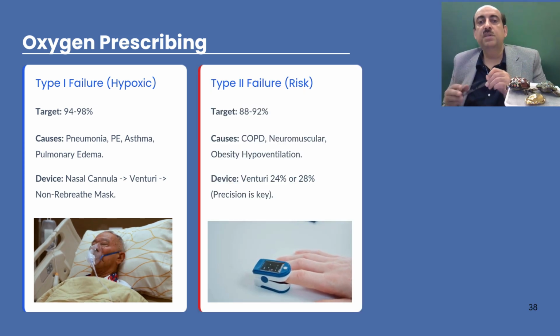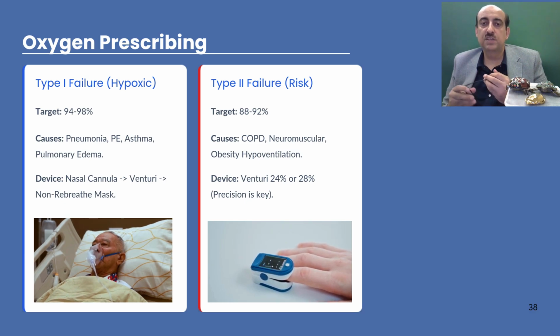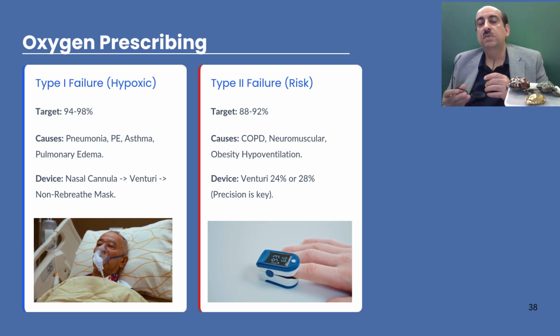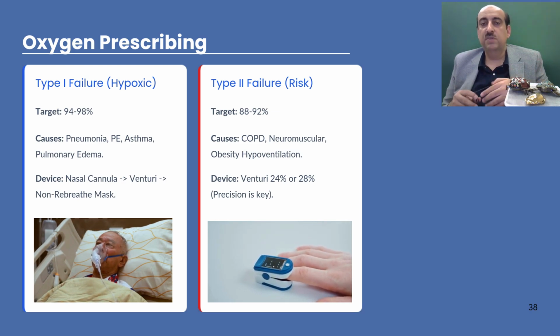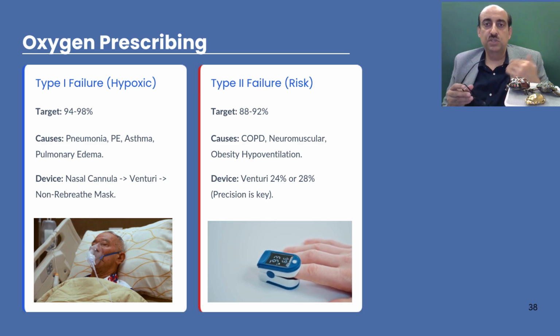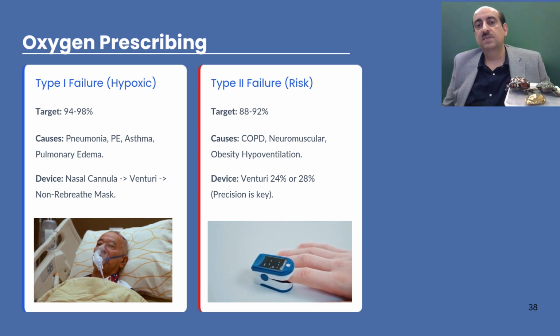Similarly, in type 2 respiratory failure, predominantly due to COPD or neuromuscular conditions or obesity hypoventilation syndrome, as we discussed before, patients are very susceptible to a worsening of the type 2 respiratory failure due to the suppression of the hypoxemic drive. So we need to be very strict with target saturations of 88 to 92%. It's a very tight range. And the ideal way to ensure this will be through a controlled Venturi mask, either 24 or 28%, guided by the arterial blood gases. So in this situation, precision is really the key.